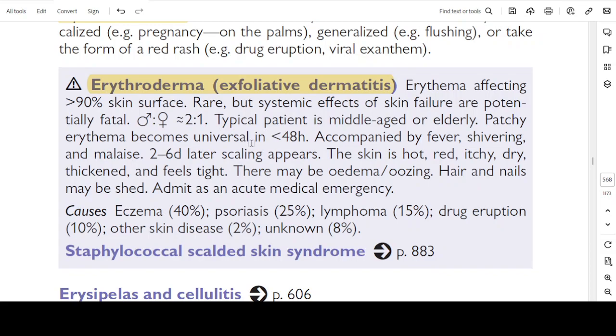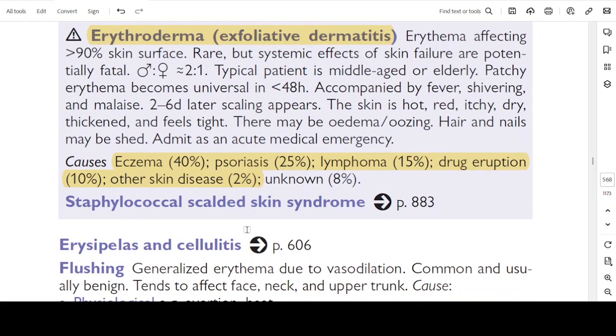Skin is hot, red, dry, itchy, thickened and feels tight, and there may be edema or oozing. Hair and nails may be shed, and admit as an acute medical emergency. Whenever you see a patient with erythroderma, kindly admit as an emergency. Causes: eczema, psoriasis, lymphoma, drug eruptions, and other skin diseases. Eczema is the most common cause of erythroderma.